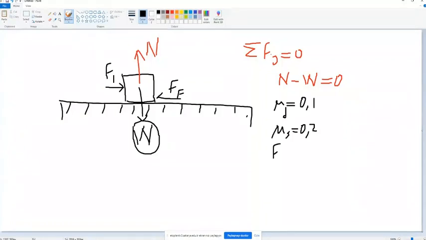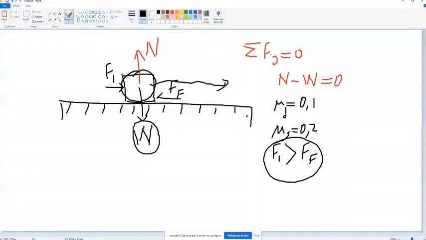So, if the force, let me say F1, if F1 is bigger than friction force, what's going to happen? We all know that this material starts to move, right? It's going to move. So the name of the class is changed now. Now it's again engineering mechanics, but not statics. It becomes dynamics.